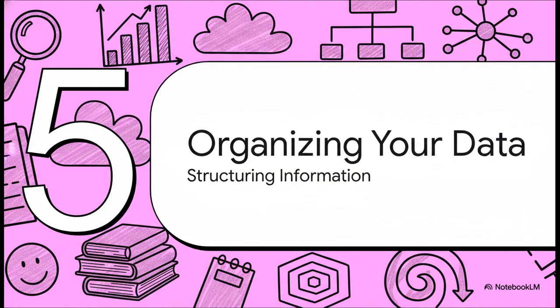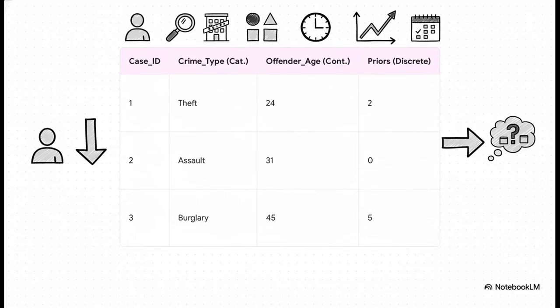Okay, so we filled our toolkit with all these different data types, but how do we lay them out so we can actually start our analysis? Well, that's where data structure comes in, and thankfully it follows a really clean, universal logic. In pretty much any analysis you'll ever do, your data will look just like this table. Each column is a variable. We have crime_type, which is categorical, offender_age, which is continuous, and prior convictions, which is discrete. And then each row is a single observation, in this case, one single crime. This simple grid is the foundation for everything.